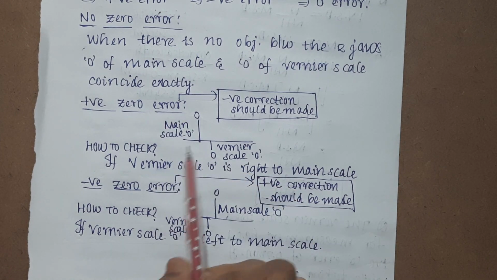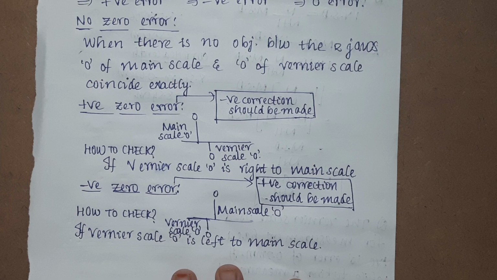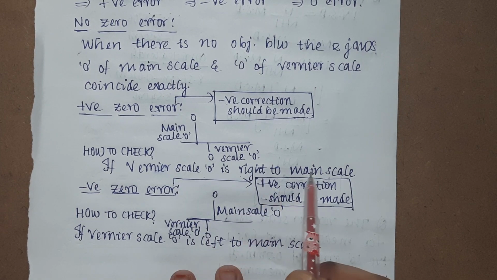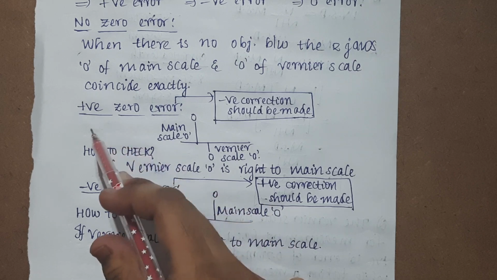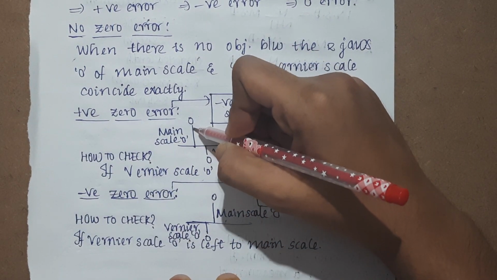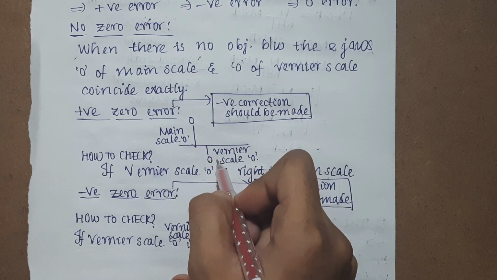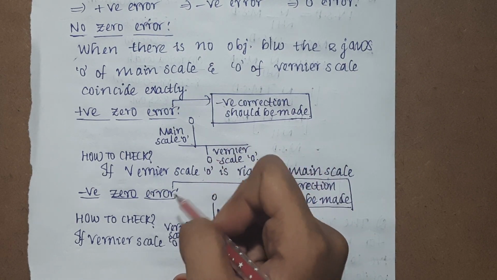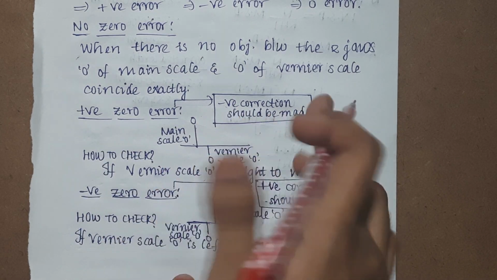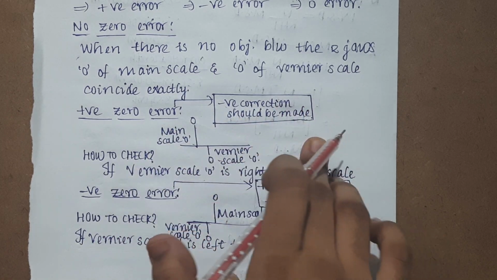Positive zero error. Simply remember, if Vernier scale 0 is right of the main scale zero, then we have positive zero error. That is, here we have main scale 0 and here we have Vernier scale 0. In this case, we have positive zero error. In order to correct this error, we have to make negative correction. If there was positive zero error, then negative correction should be made.